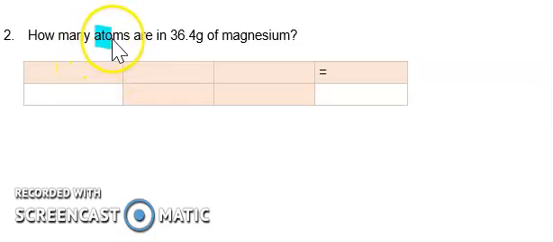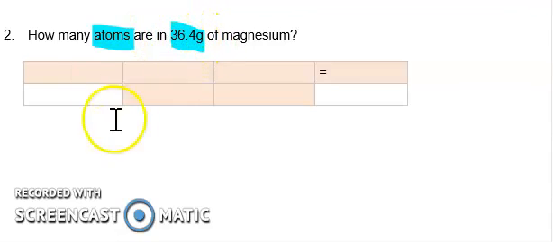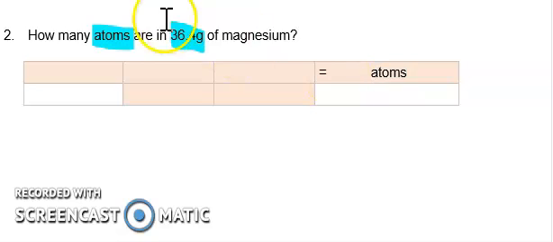All right, so this question is asking you about the number of atoms given this amount of mass. So this time we don't have any of the units written down. We have no guidance whatsoever. So let me start filling those in. So at the end, I want to know the number of atoms. How many atoms? So I'm going to write atoms at the end.